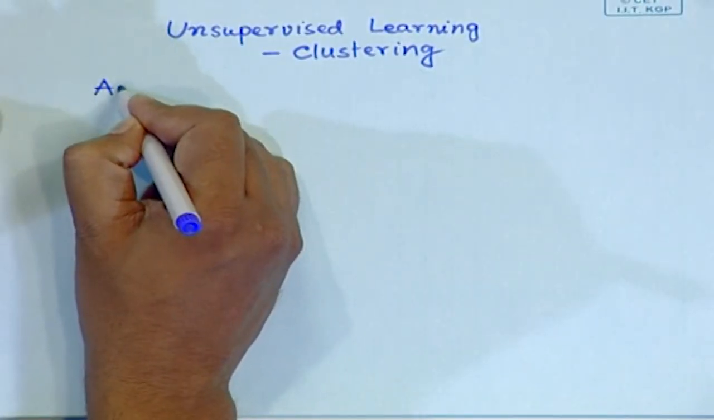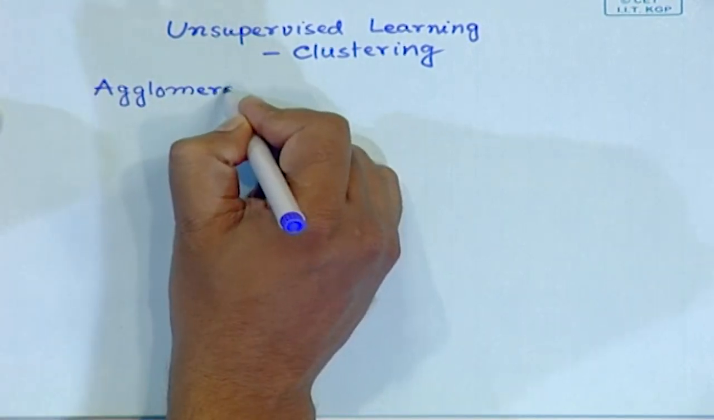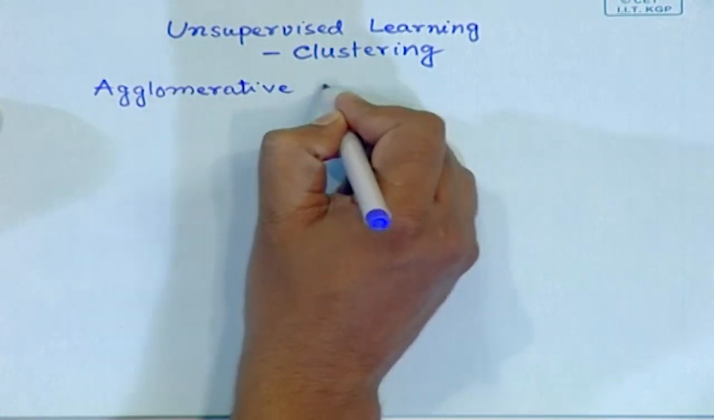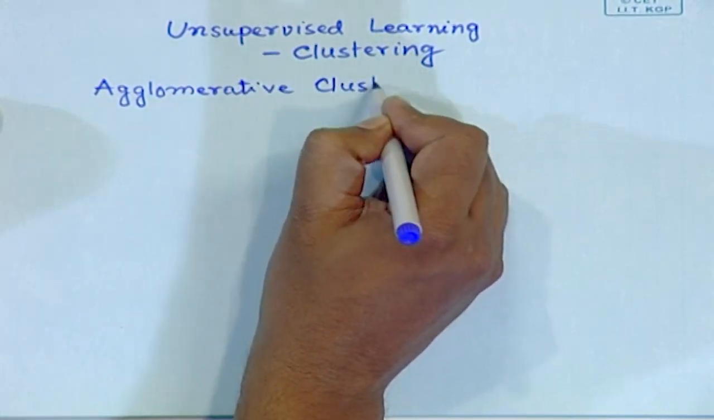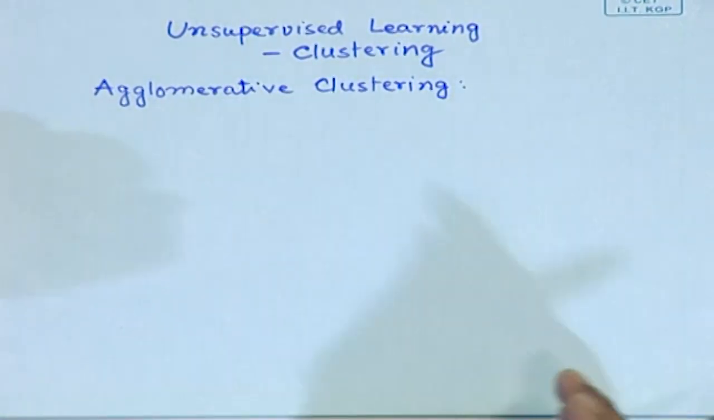There are different types of approaches for these clustering problems. One of them is called agglomerative clustering, and what we will be doing today is agglomerative clustering. Agglomerative clustering is actually a hierarchical process. That is, either we can have a bottom up approach or we can have a top down approach.